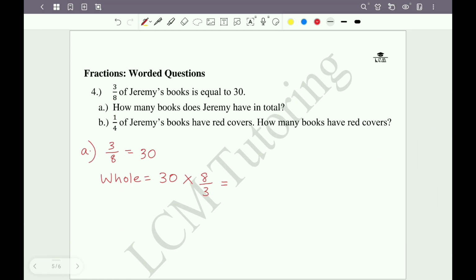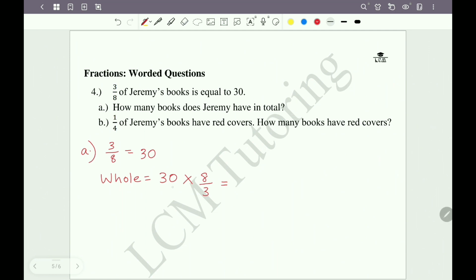So you have to make sure that your quantity is equal to your fraction before you go ahead and flip the fraction and multiply by the quantity. We know that 3/8 is equal to 30 because the question told us that. Now we can go ahead and find our whole.